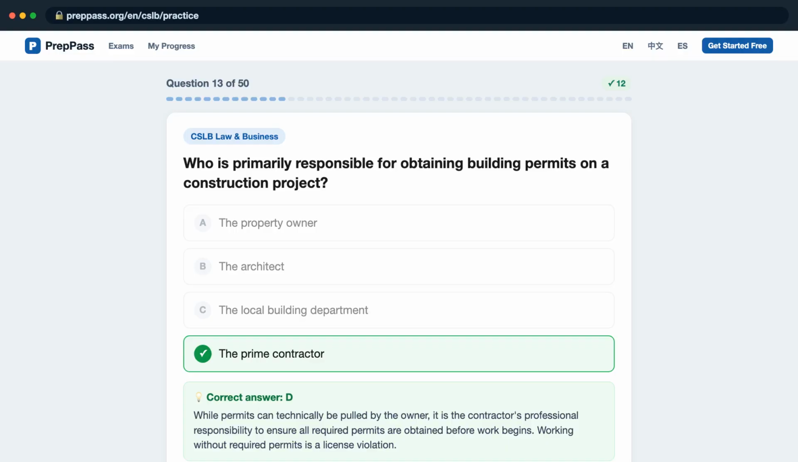While permits can technically be pulled by the owner, it is the contractor's professional responsibility to ensure all required permits are obtained before work begins. Working without required permits is a license violation.